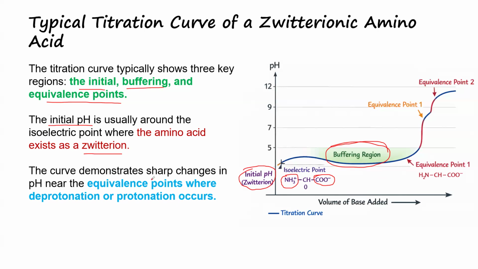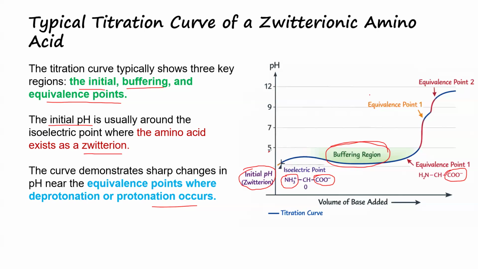So the titration curve demonstrates sharp changes in pH near the equivalence point where deprotonation or protonation occurs. So it means that it is at the equivalence point where the amino acid will undergo protonation or deprotonation. So as we can see clearly here, this is equivalence point 1. At this equivalence point 1, there is deprotonation of the carboxylic group. So that is why it is a negative charge. So the pH usually keeps increasing as the volume of the base added increases. So that is actually the titration curve.